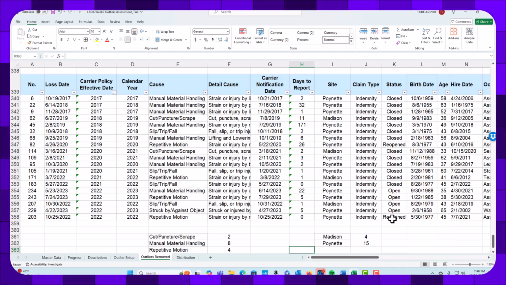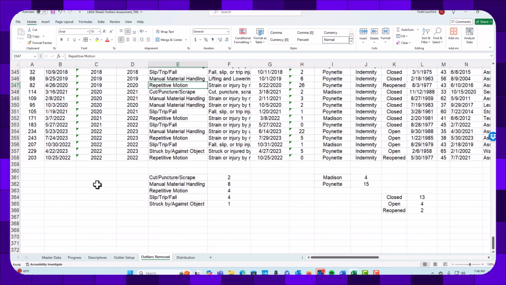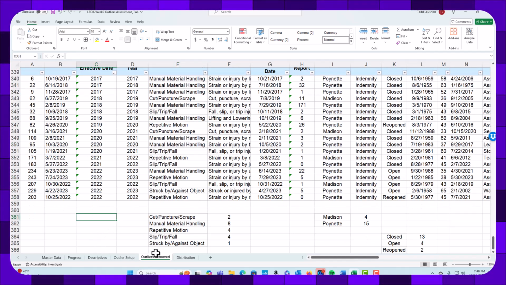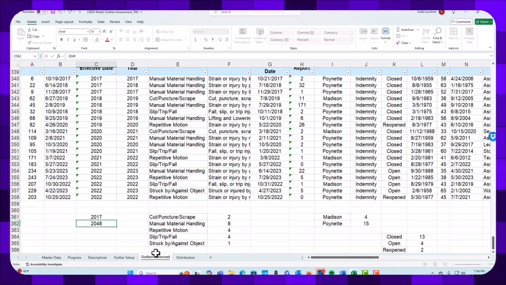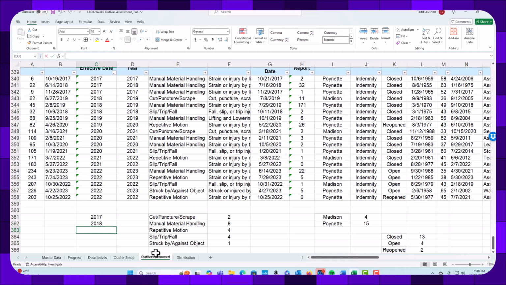Most of them are closed. The ones that are 2021 and later are the open ones. This is a reopen from 2019. That's very unique. I wonder what's going on there. It's a repetitive motion. Of course, it's ergo. So it's likely a re-injury. So what have we got here? We've got 2017, 2018, 2019. Do we have them every year?